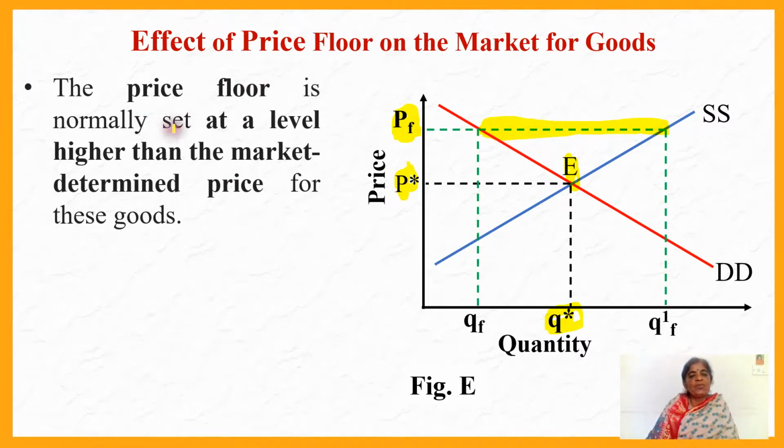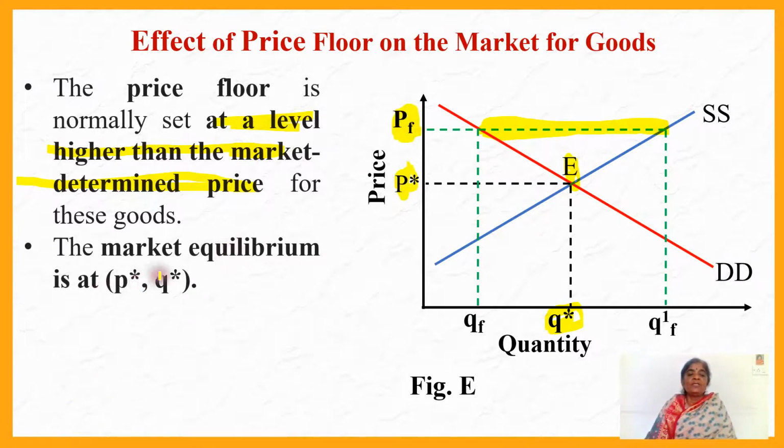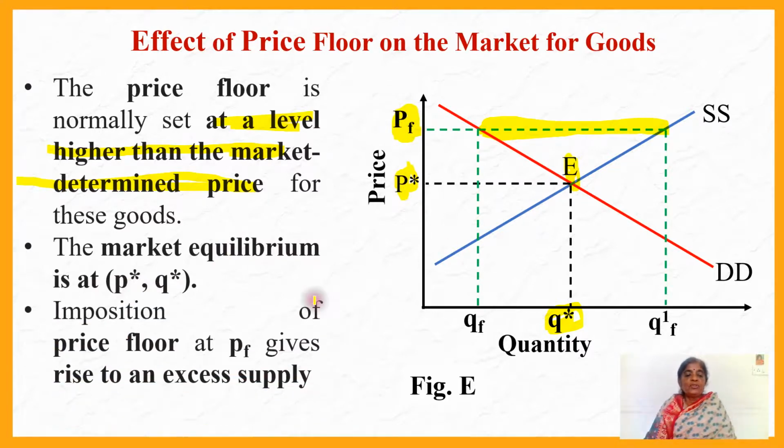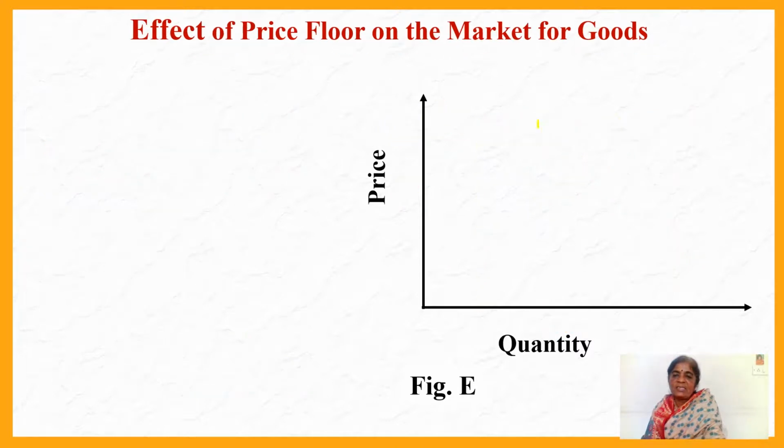Therefore, the price floor is normally set at a level higher than the market determined price, as you can notice from this diagram. Market determined is P star, government fixed is PF, the fixed price. The market equilibrium is at P star, Q star. But the imposition of the price floor, imposition meaning setting by the government, at PF gives an excess supply situation, because the price is more, therefore firms supply more. Therefore, the excess supply situation arises. These are all we have discussed in our previous lessons.